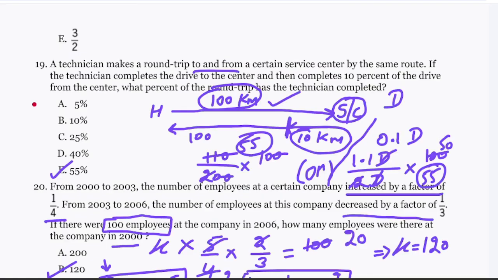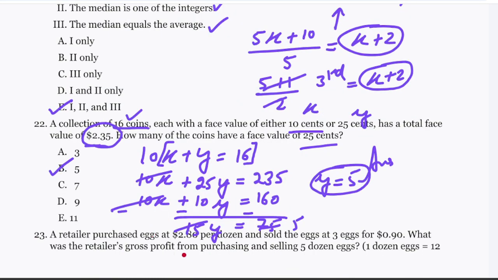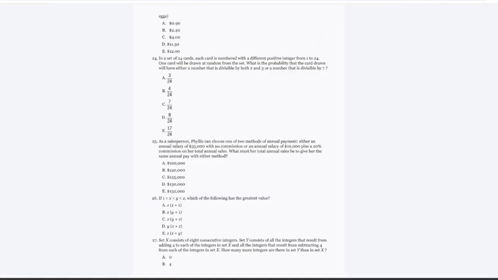A retailer purchased eggs at $2.80 per dozen, sold the eggs at 3 for $0.90. That means if 3 eggs was 0.90, 1 dozen means 12 eggs, 3 into 4 is 12, so 0.90 into 4 is 3.6. What was the profit after selling 5 dozens? The break-even will be yours, what are you saying?